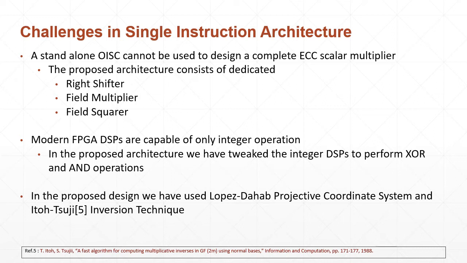Moreover, as we will be working with mostly characteristic 2 fields, both addition and subtraction are bitwise XOR operations. FPGA primitives such as DSPs will be of no use as they are only capable of performing integer operations. So in the proposed architecture, we have tweaked the integer DSPs to perform XOR and AND operations. Additionally, in the proposed architecture, we have used the Lopez-Dahab projective coordinate system and the Itoh-Tsujii inversion technique.